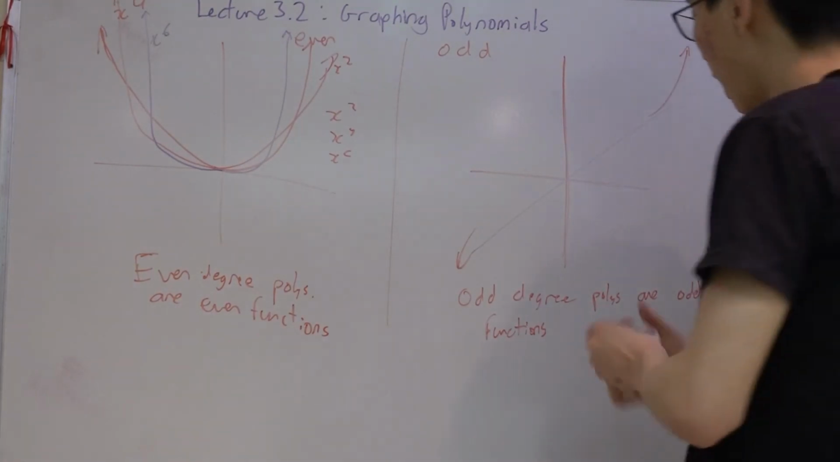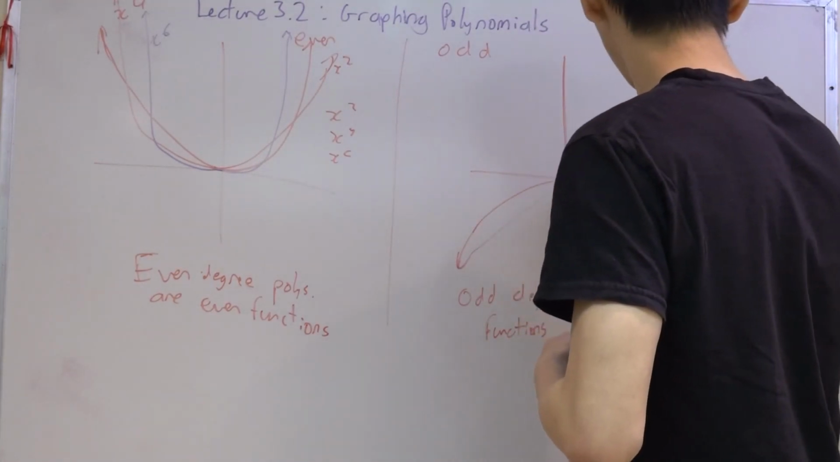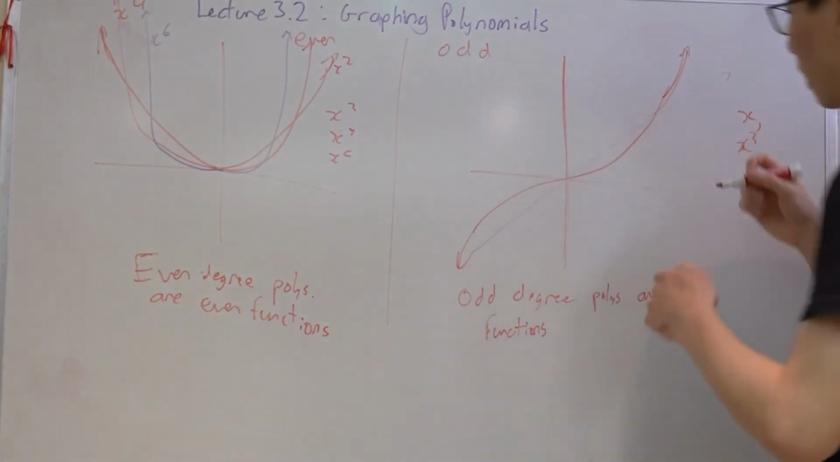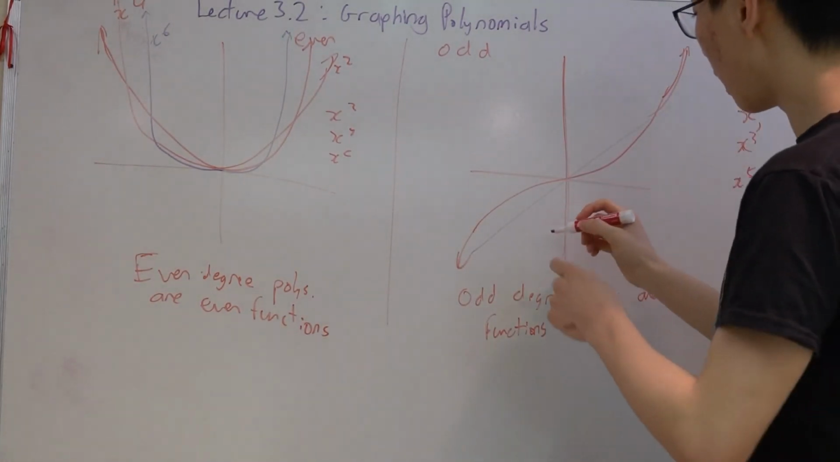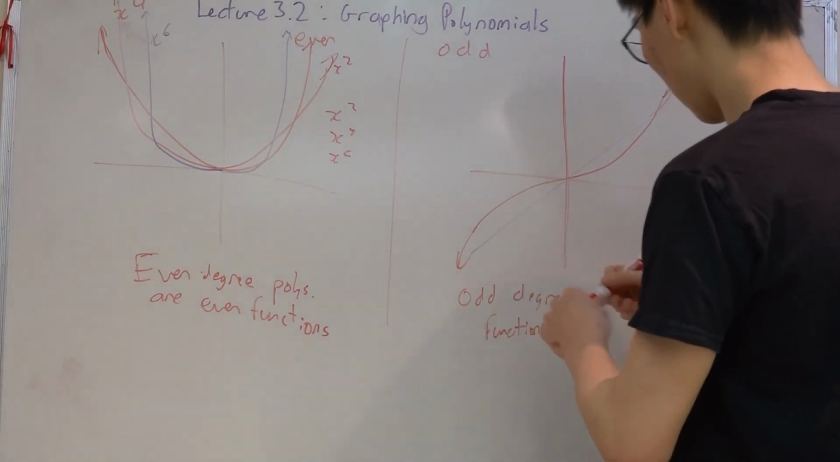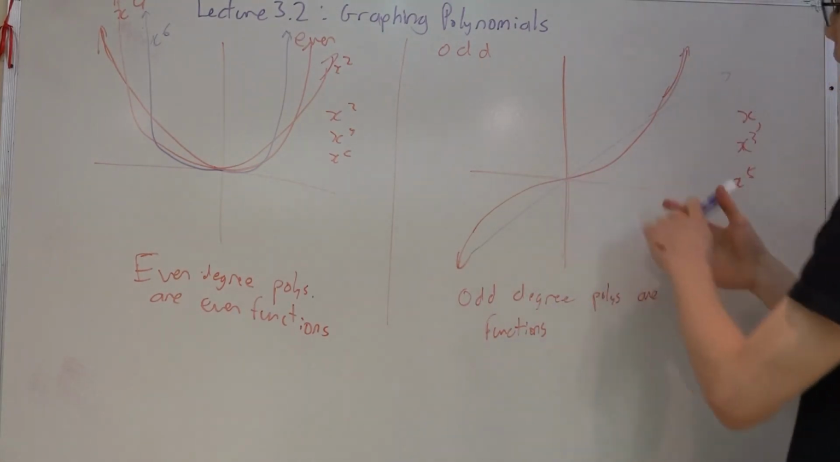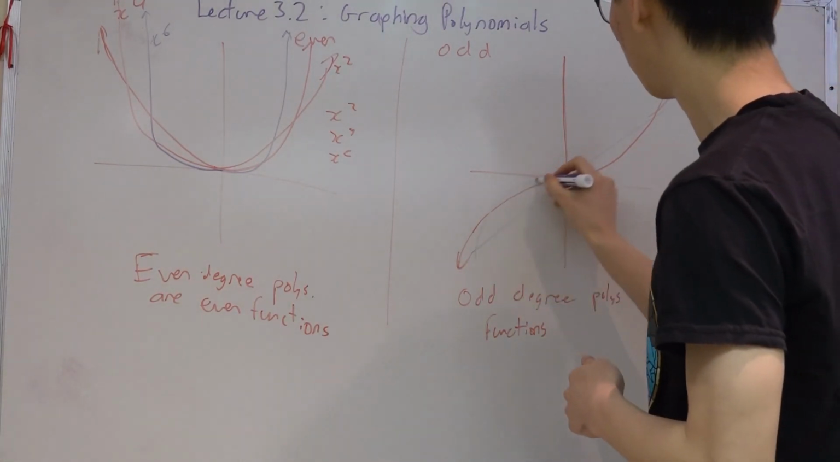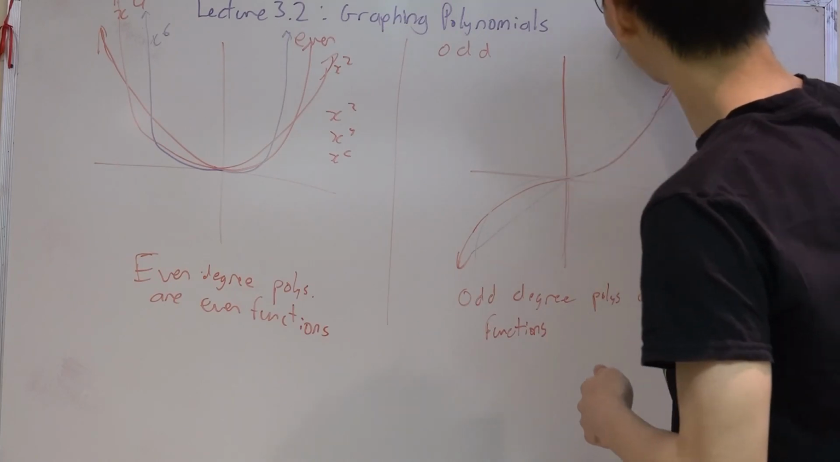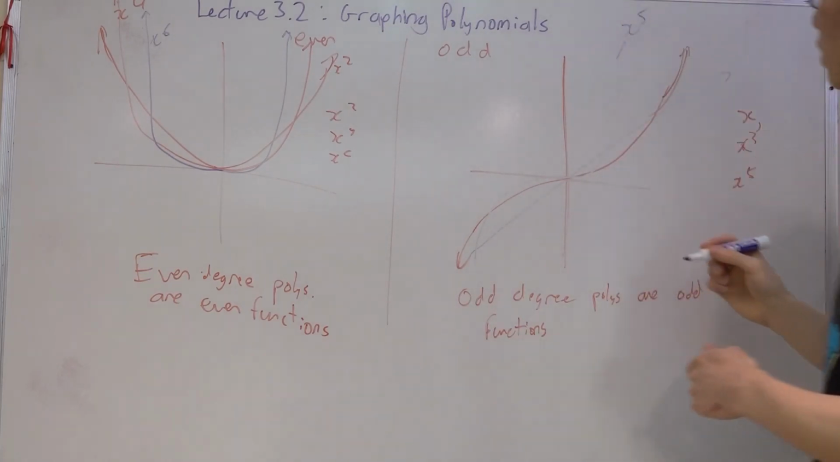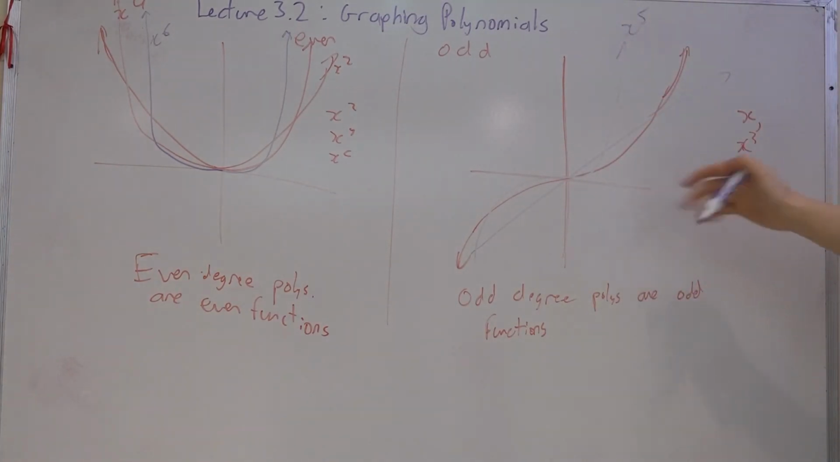But x cubed looks like a cubic, so it looks something like that, right? And then x to the 5, it looks even more strange. It's like it gets very flat around 0, right? So this is like x to the 5. Okay. Of course, these are just diagrams. They're not really meant to accurately display what's going on. That's why I asked you to use Desmos, because I can't do it perfectly on the board right here.